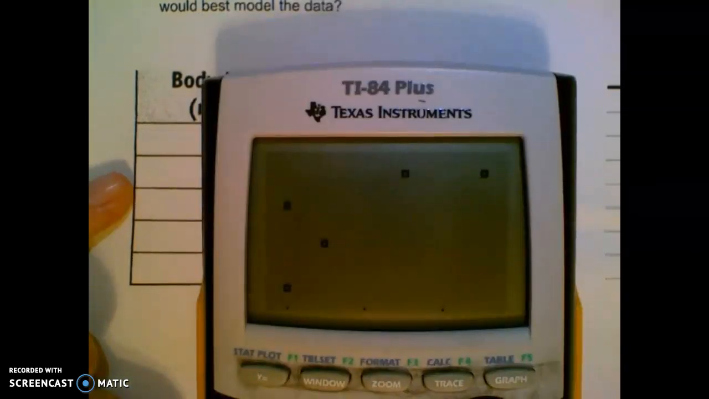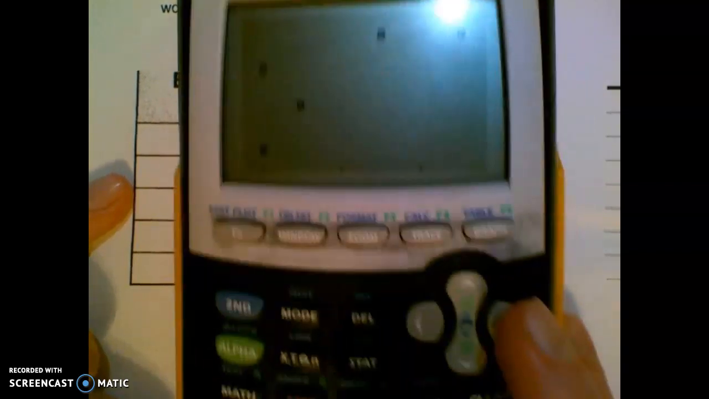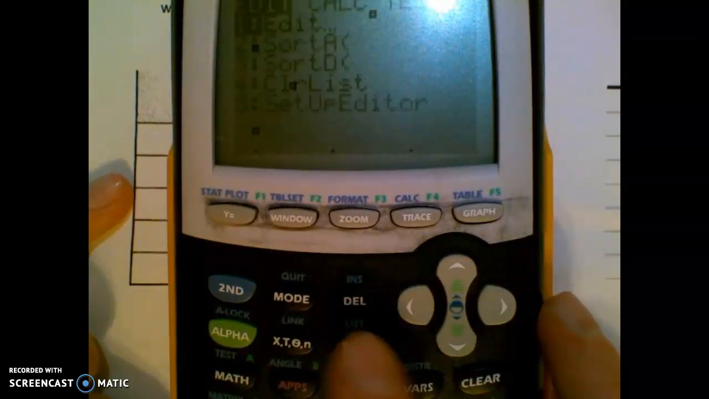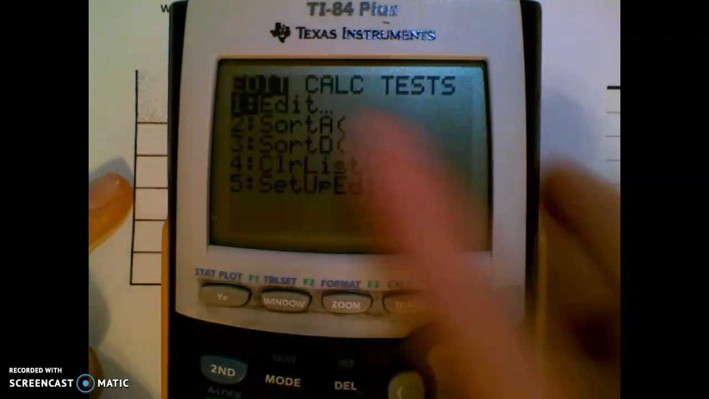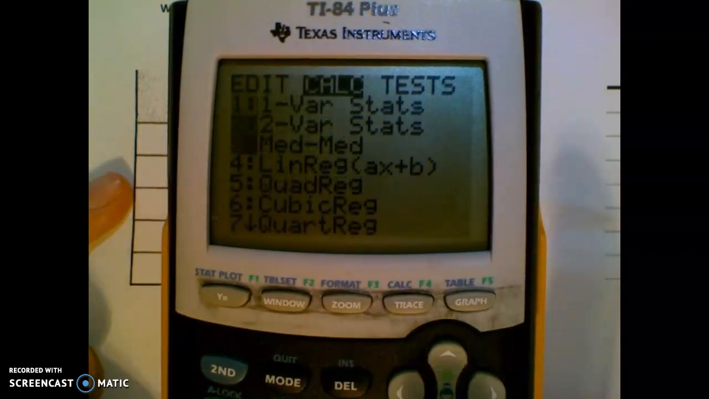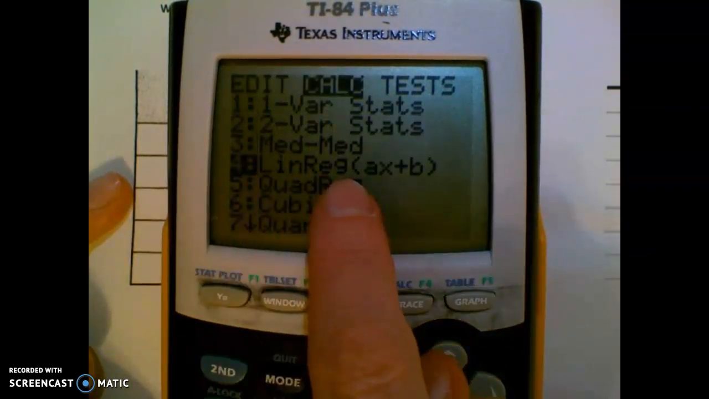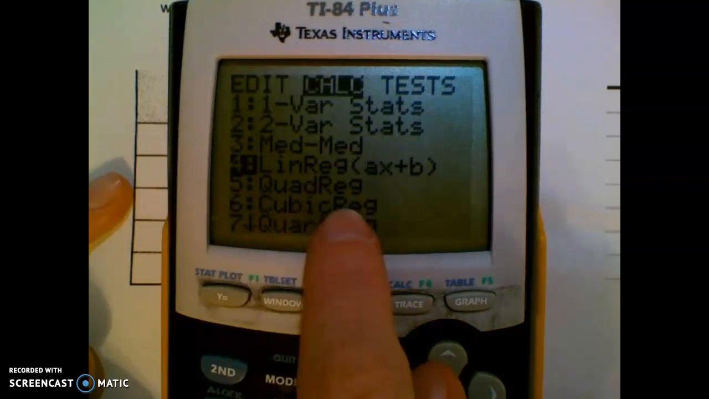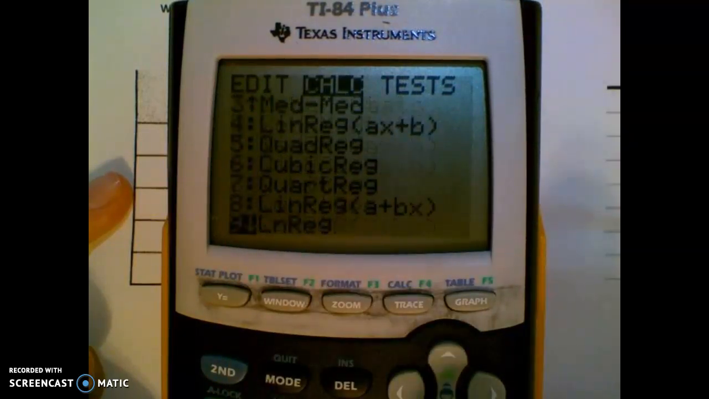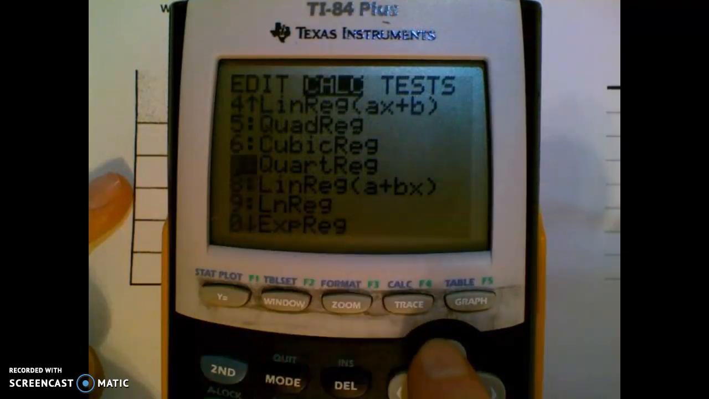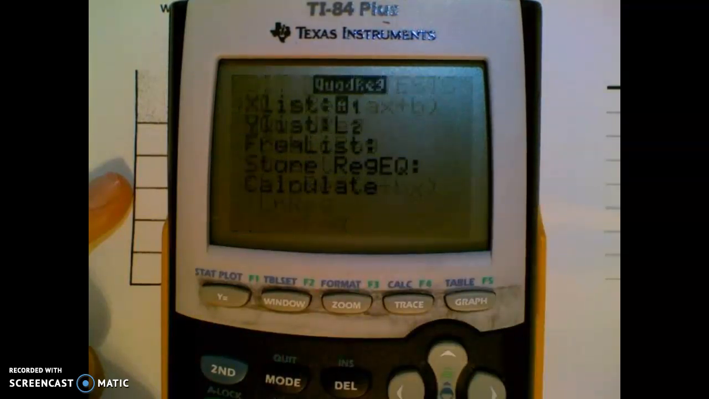So I did say go ahead and find a quadratic regression. To do that, you're going to press Stat, then go over to Calc with the right arrow, and go down. Linear regression is linreg. Quadratic regression is number 5, and don't forget that xreg is number 0. So I'm going to go to quadratic regression and press enter.